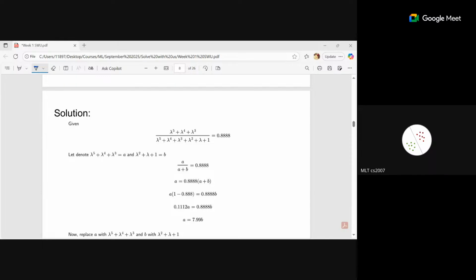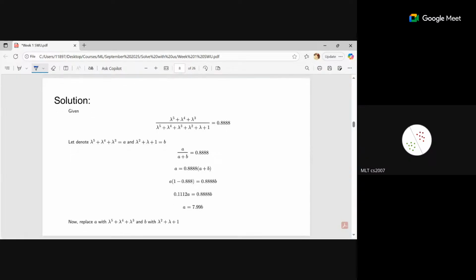Once you know this information, all you need to figure out is what my lambda should be. Just for simplicity, you see all these terms are repeating: lambda to the power 5, lambda to the power 4, lambda to the power 3. And then the remaining part, I can just take as some other term. So this is my A, and let's say this is my B. What we need to solve is this equation.